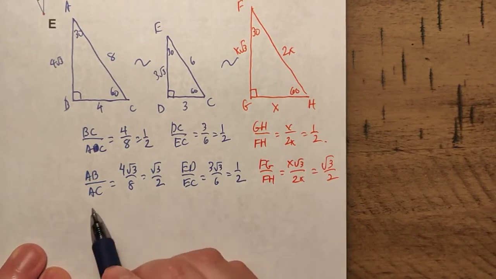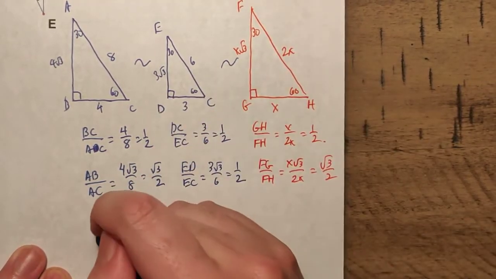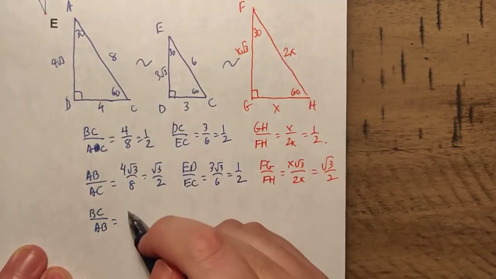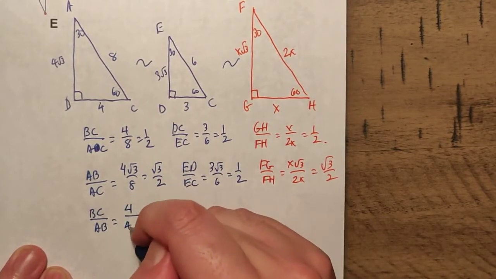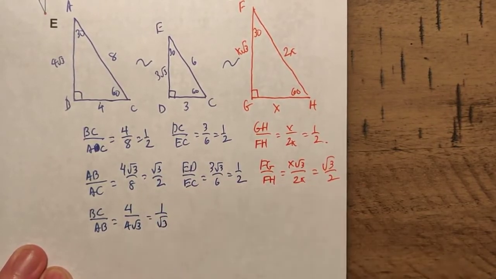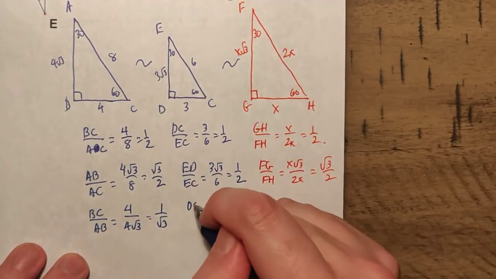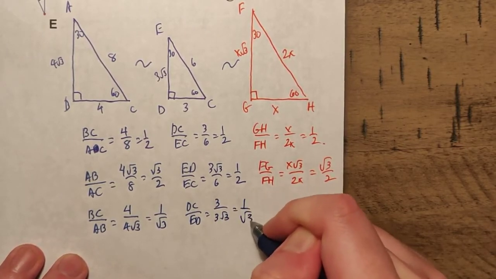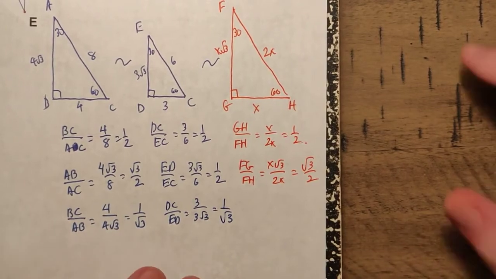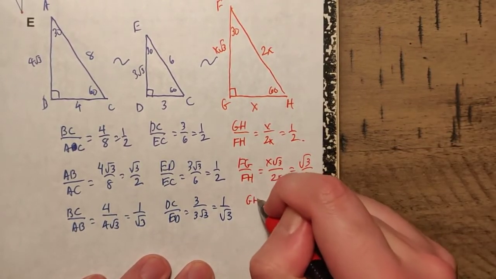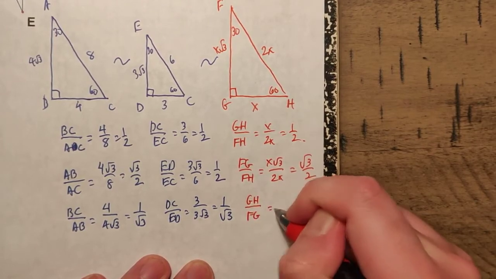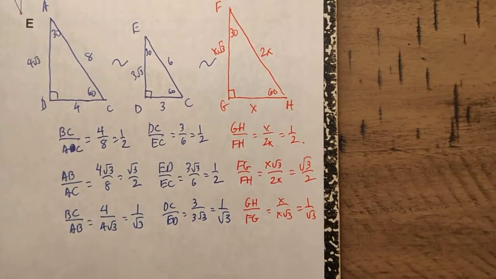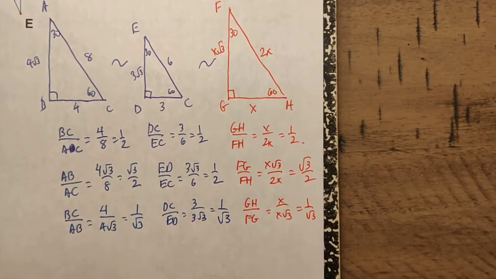So one final thing I can do here is I can focus on, in this case, BC over AB. So notice how we have BC over AB. So in this case, this is 4 divided by 4 radical 3 here, which is 1 over rad 3, right? Same thing is going to occur here. We have DC over ED here, which is 3 over 3 radical 3, which is 1 over rad 3. I know technically we shouldn't leave the radicals in the denominators, but I'm just doing this here to show something. And we have GH over FG here, which is x over x radical 3, which is, again, 1 over radical 3 here.